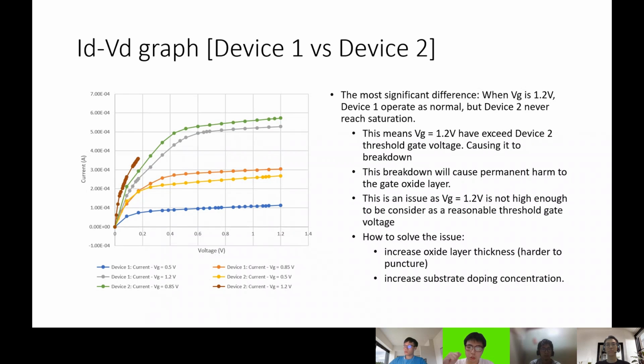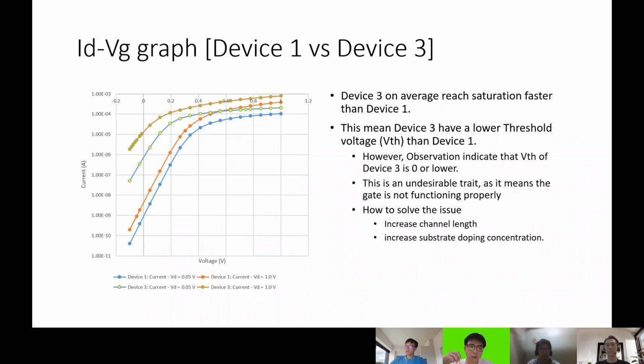So if we want to solve this issue, we have to increase the oxide layer to make it harder to puncture, or just increase the substrate doping concentration. All right, continuing on.